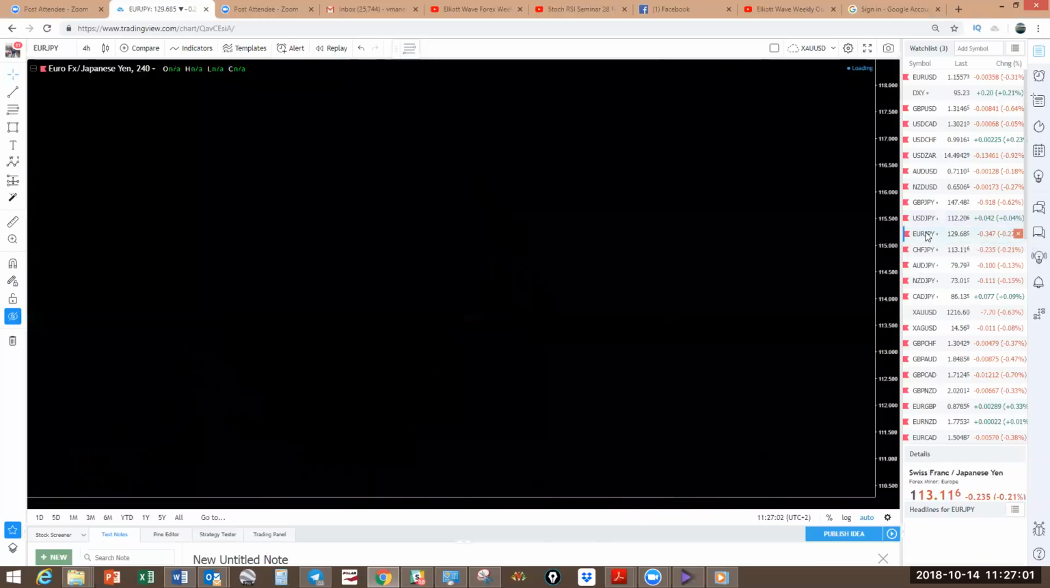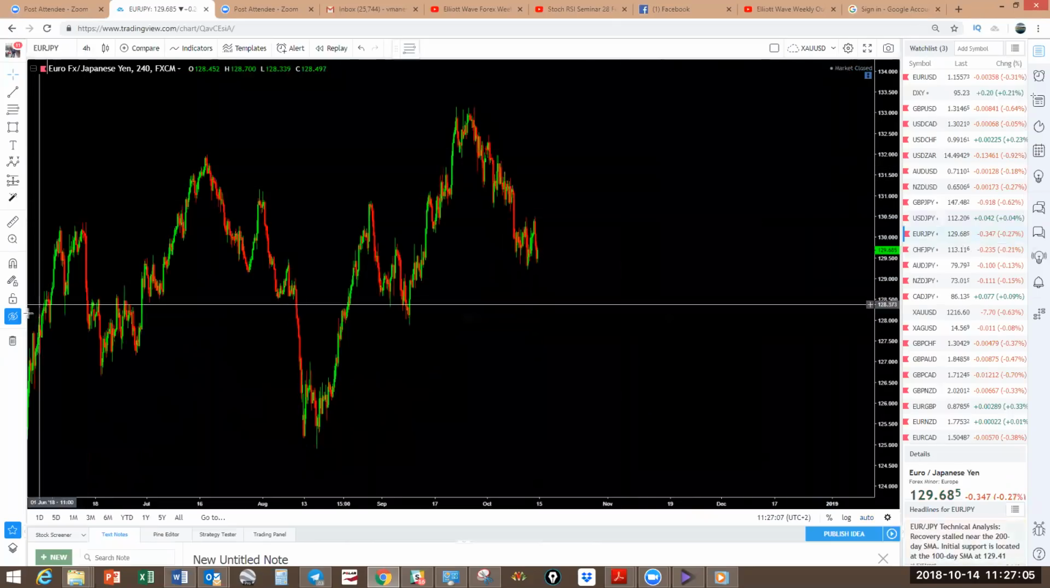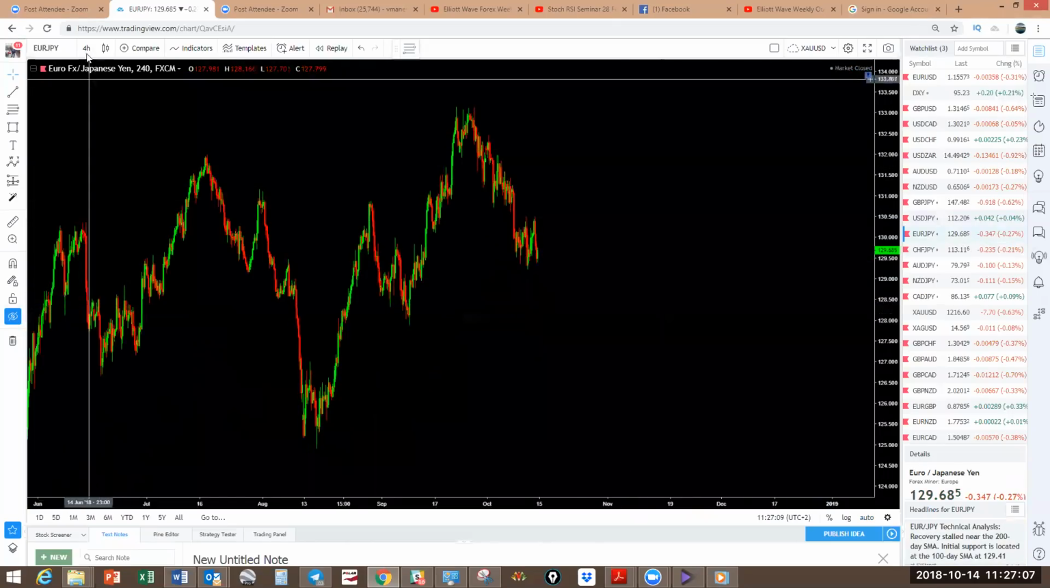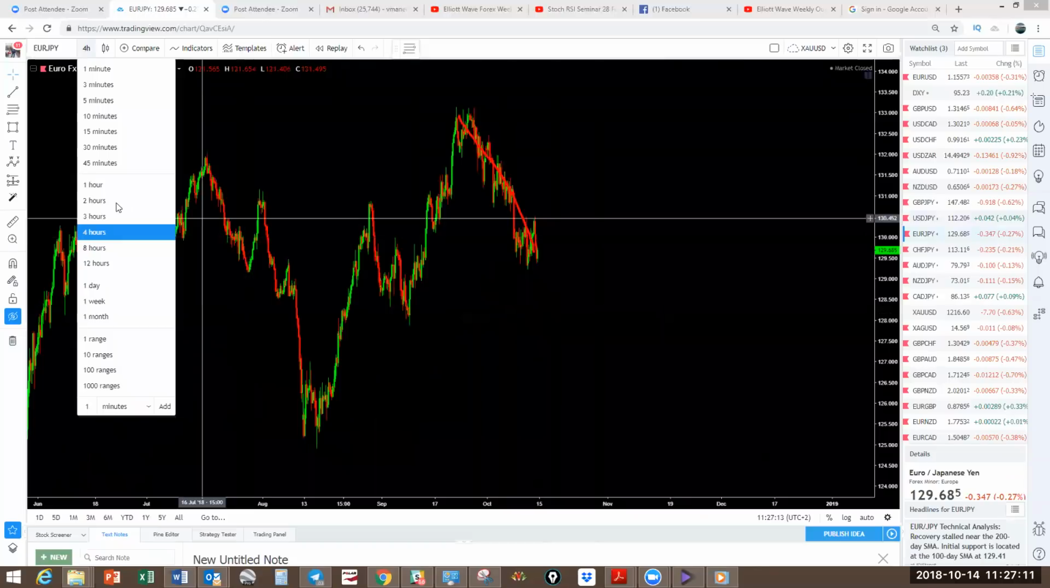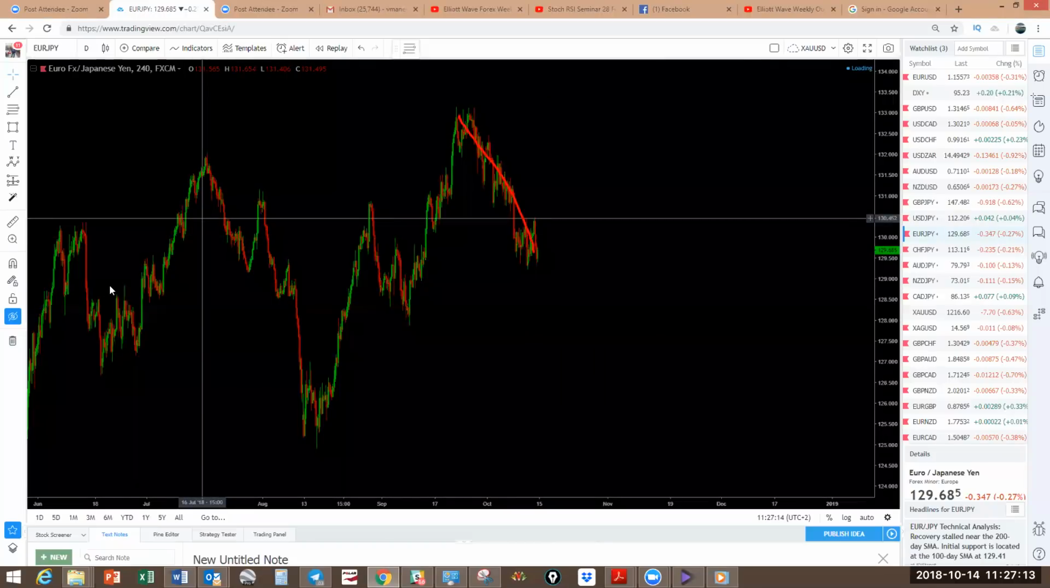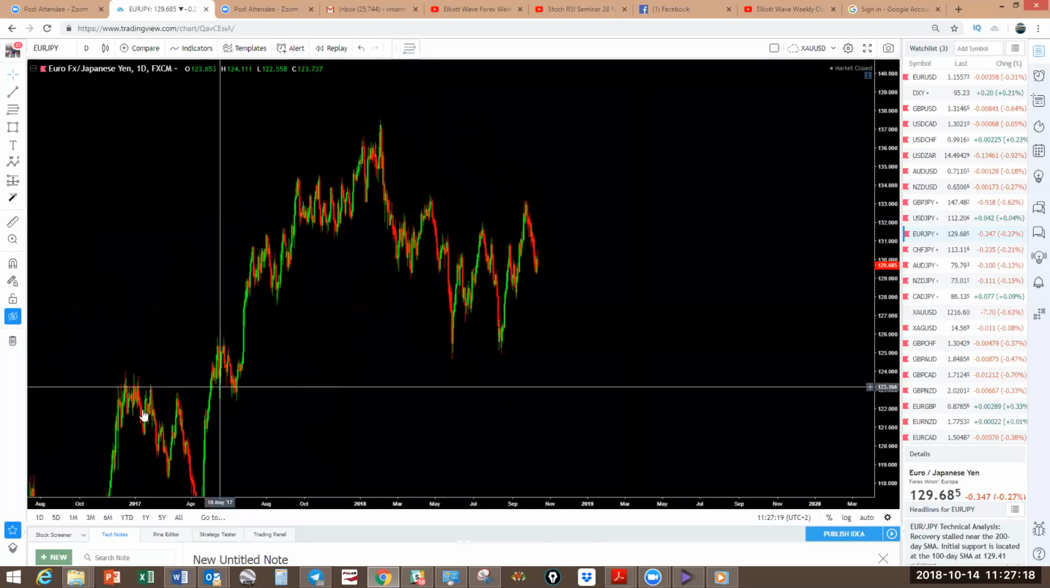Euro yen. Euro yen as well. Last week we spoke about, gave you the daily charts, looking at this current move as a pullback. So that looks like a very deep pullback. Let's look at the post last week, see if we still have it.